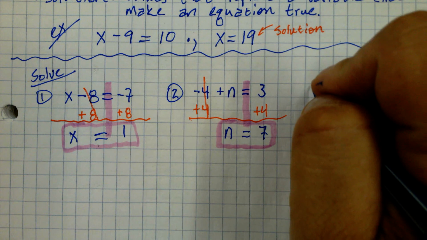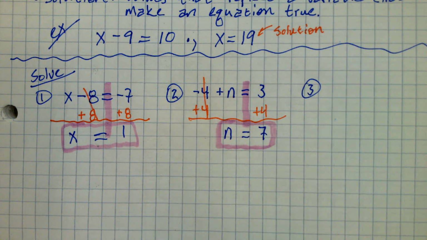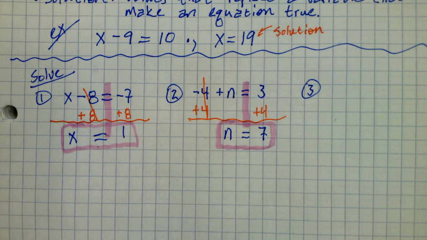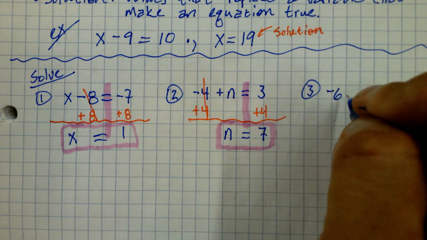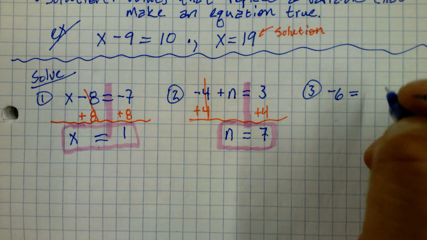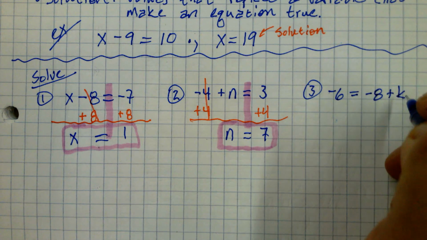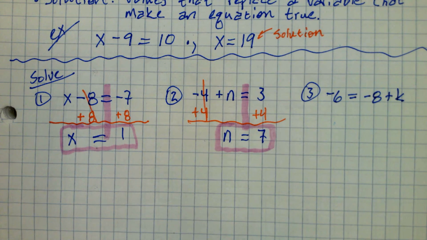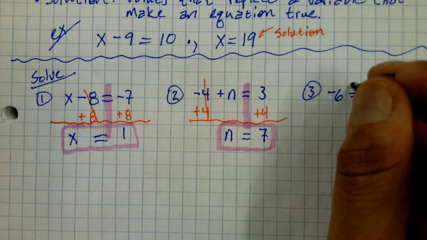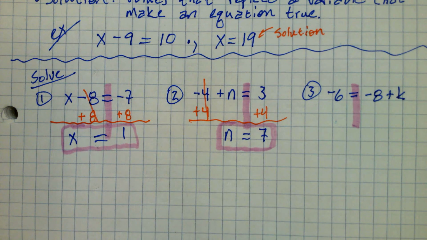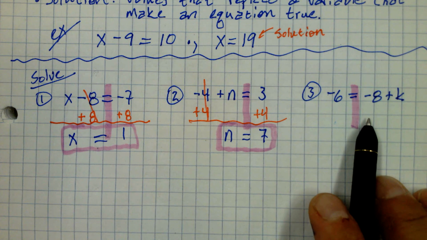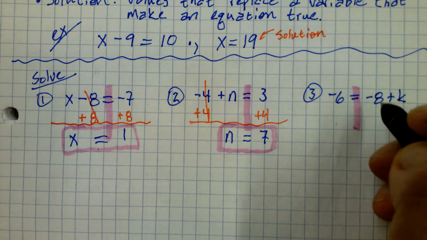Okay, number 3. This will be the last one with adding and subtracting. -6 equals -8 plus k. Technically, this is kind of like a subtraction equation, but it's kind of hidden. Okay, we want to do the same thing on both sides of the equal sign. What do you think we should do? +8. We want to get rid of this -8 again. So +8.